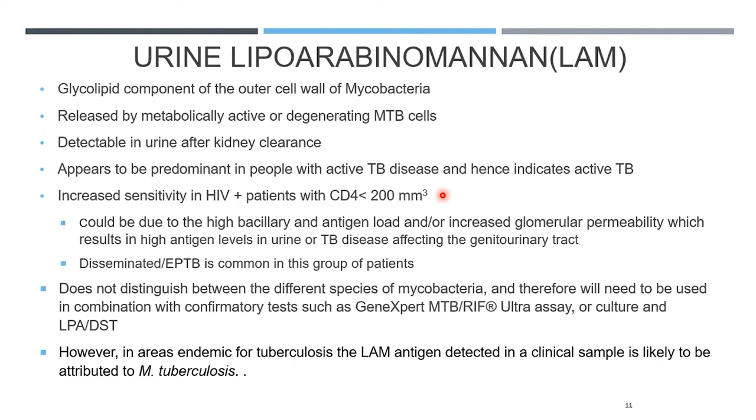Whilst LAM is found in the cell wall of mycobacteria, it does not distinguish between the different species of mycobacteria. So we do need MTB-specific tests attached to it, such as MTB Ultra, culture or RPA, or culture and DST. However, the WHO has placed the guidance, and given our TB burden within South Africa, in endemic areas for TB, the LAM antigen detected in a clinical sample is therefore likely to be attributed to tuberculosis.